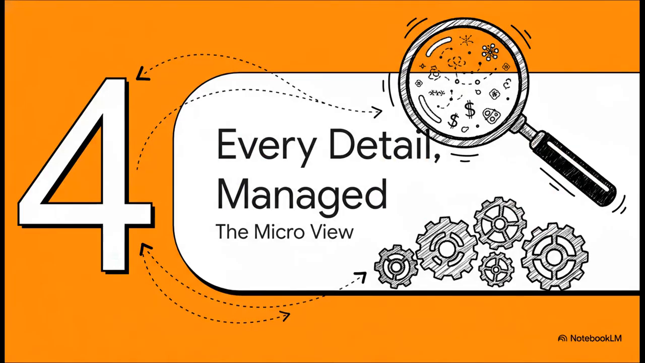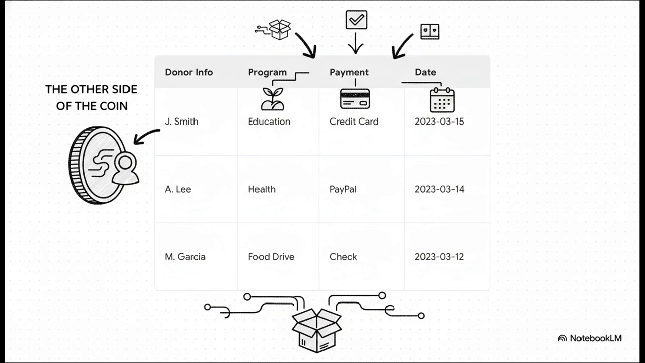But look, a high-level overview is only half the story. It is just as important to be able to zoom right in on the details. And that brings us to the micro view, where every single detail is managed. And yeah, this is the other side of the coin. What you're seeing is a clear, organized view of individual donations. You can see not just who gave, but what specific program they supported, their payment method, the exact date. It's all laid out perfectly.